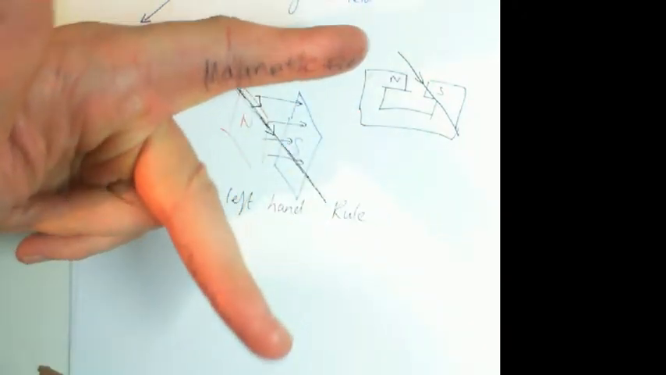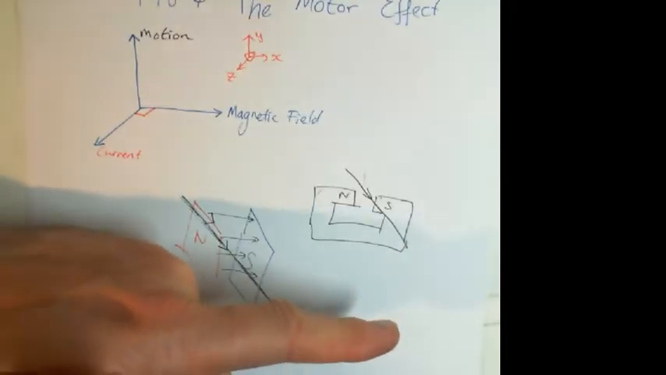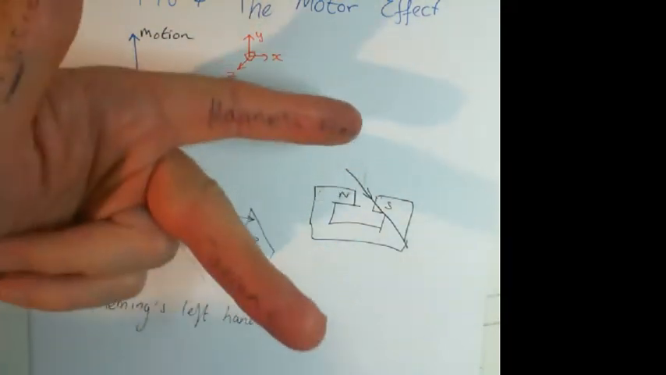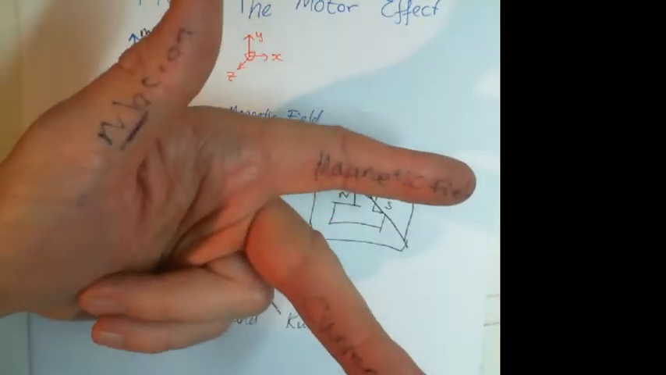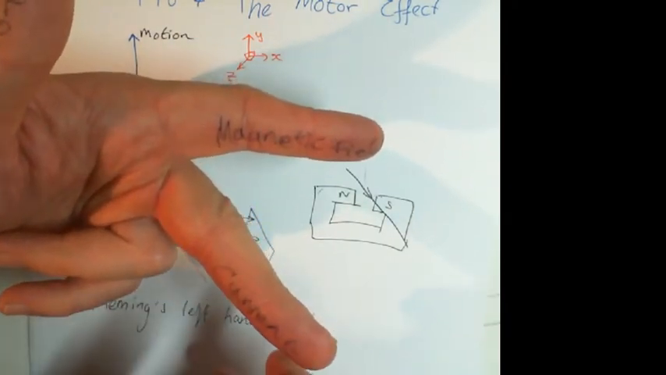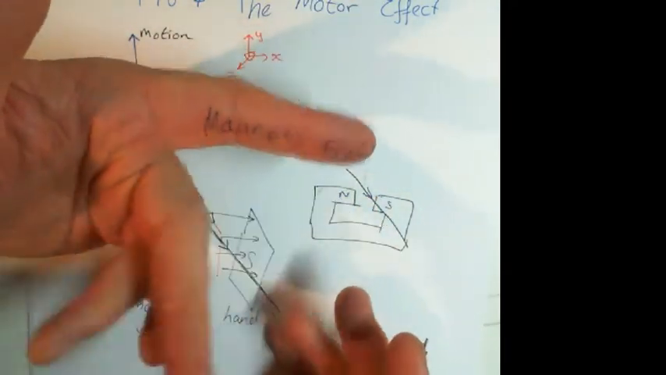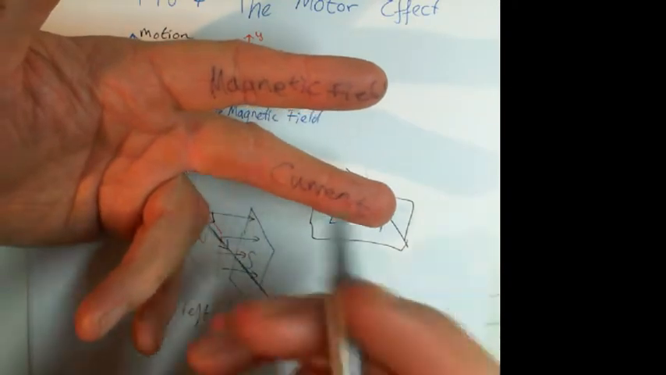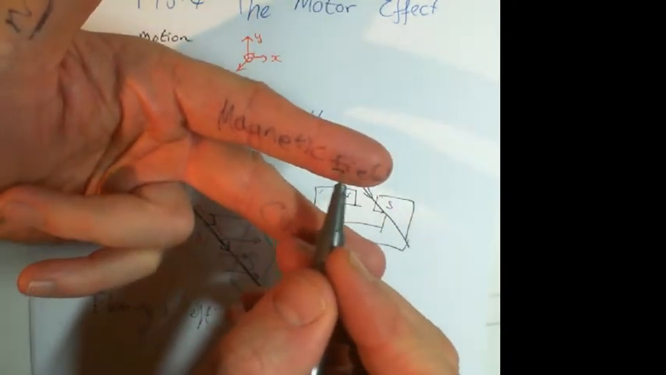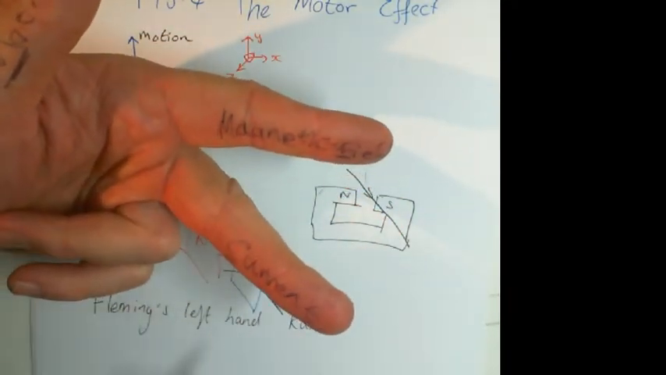Now the really handy thing about fingers is that you can put all three of them at right angles to each other, just like my diagram here. You can do this when you get into your exam if you want to. Actually, don't do that, because people might not know that you did it during the exam, so you might think you're cheating even though you're not. So motion thumb, field first finger, current second finger. Motion, field, current.